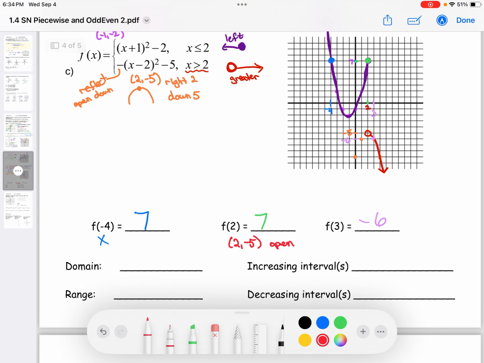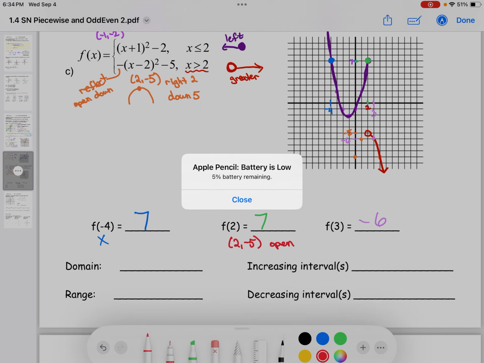Now, the domain of this function, the only possible break in the x's would be at 2, and it does get used on the function on the top.